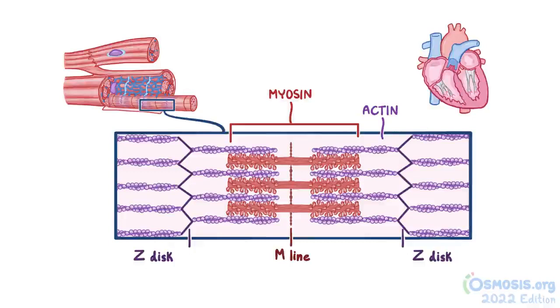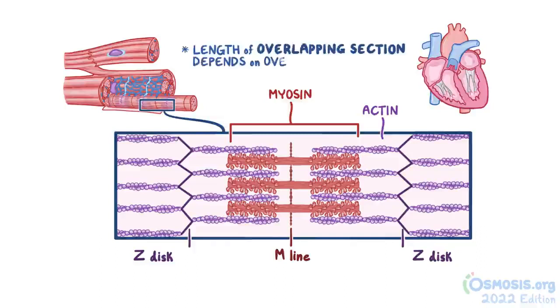So the length of the sarcomere is important because the force of contraction during systole depends on the number of myosin heads that bind to actin. This number directly depends on the length of the overlapping section between actin and myosin filaments. And the length of the overlapping section depends on the overall length of the sarcomere.